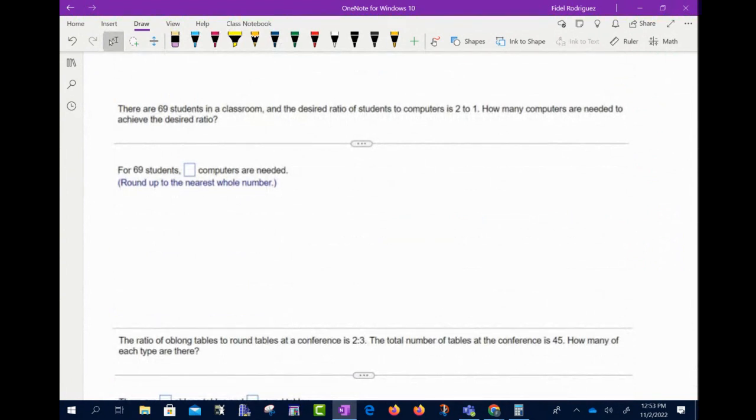Okay, let's see. It says there's 69 students in a classroom. The desired ratio of students to computers is 2-to-1. How many computers are needed to achieve the desired ratio? Okay, so look, y'all, first thing I'm going to do, I'm going to write this part out here as a fraction. Students to computers is 2-to-1. So that means there should be 2 students to 1 computer.